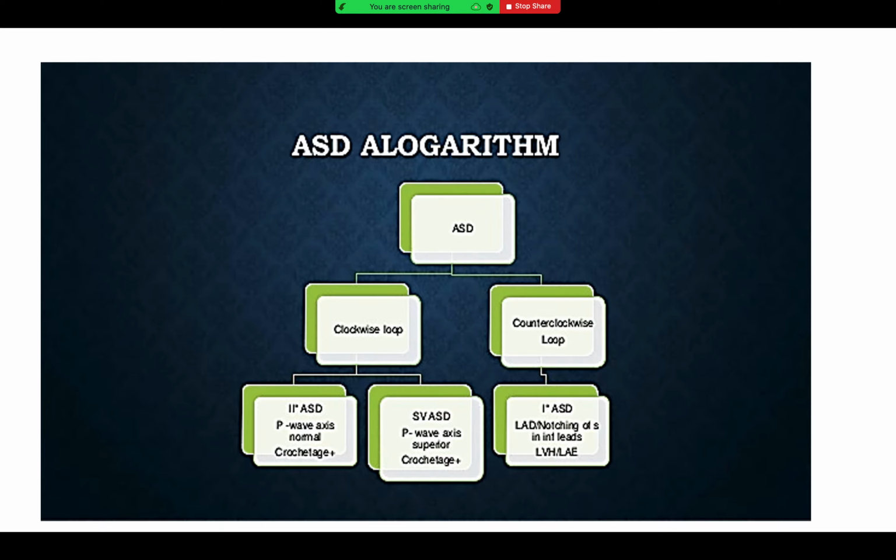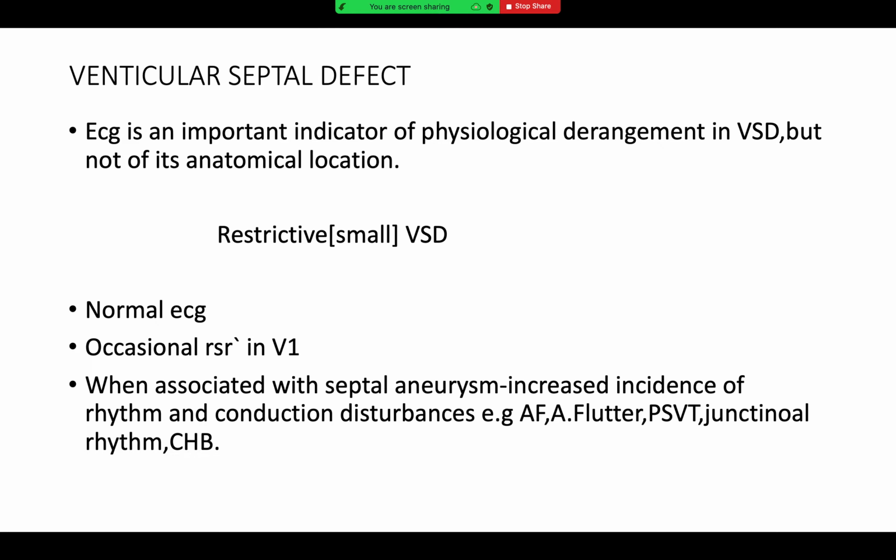However, in the clockwise loop, as I said, there can be further two types as well. So one can be the secundum ASD. Secundum ASD, what did I say? So it will be again normal, but crochetage sign can be present in fact. And then when you look at the P wave axis in the secundum, P wave axis will be normal, and in the other one it will be superior axis.